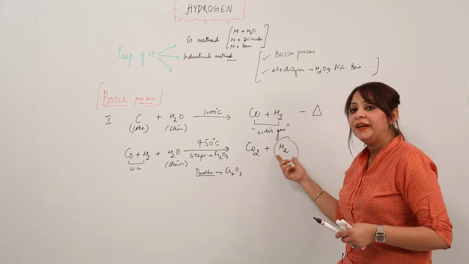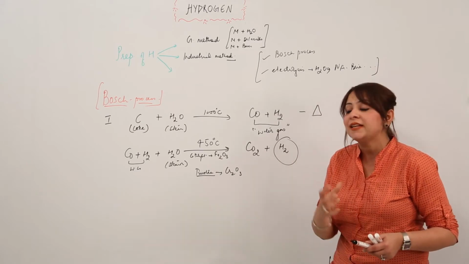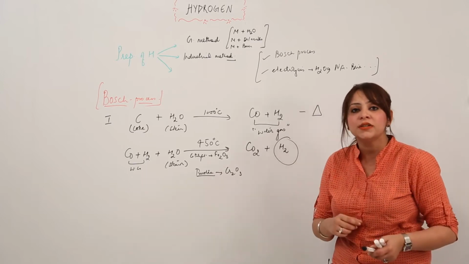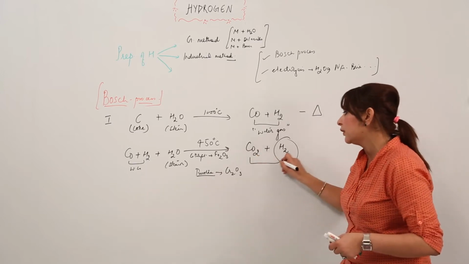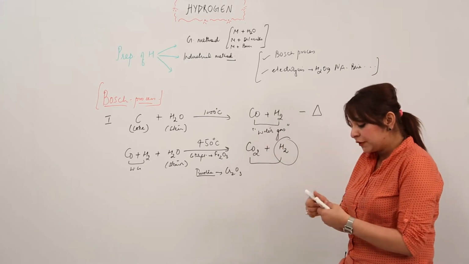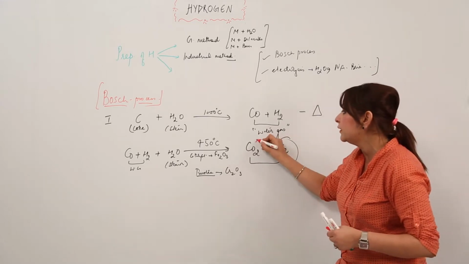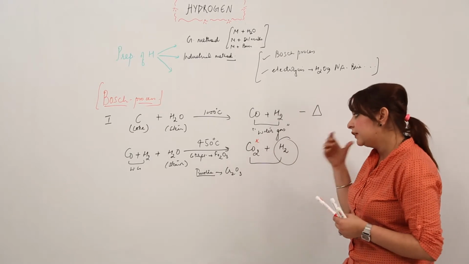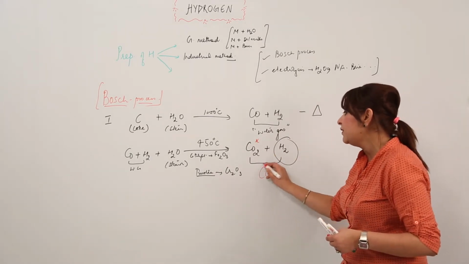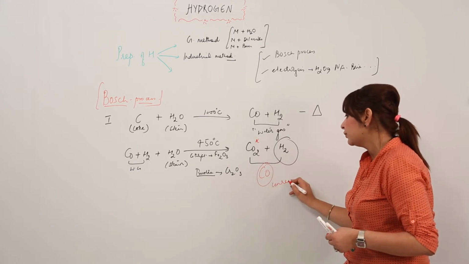This hydrogen which we get is not an individual hydrogen gas that we can just extract or use. No, we are getting a mixture, right? So we have to separate this carbon dioxide from the mixture if we wish to get hydrogen gas in a pure form. It has carbon dioxide, and along with that it also has the unreacted carbon monoxide too.